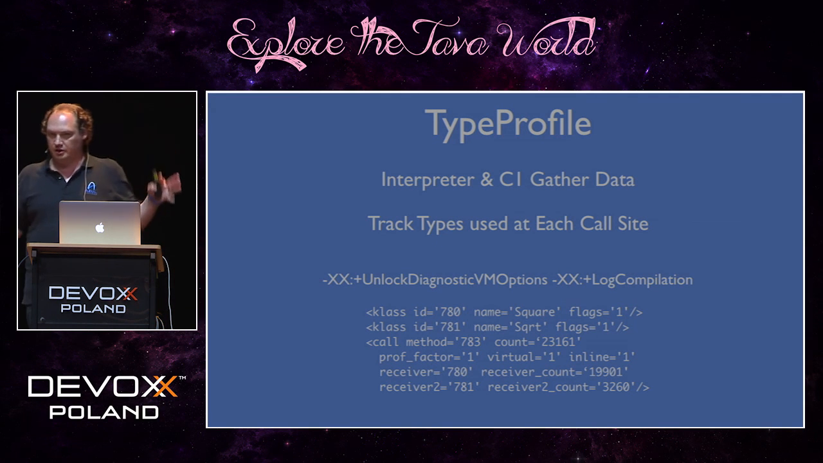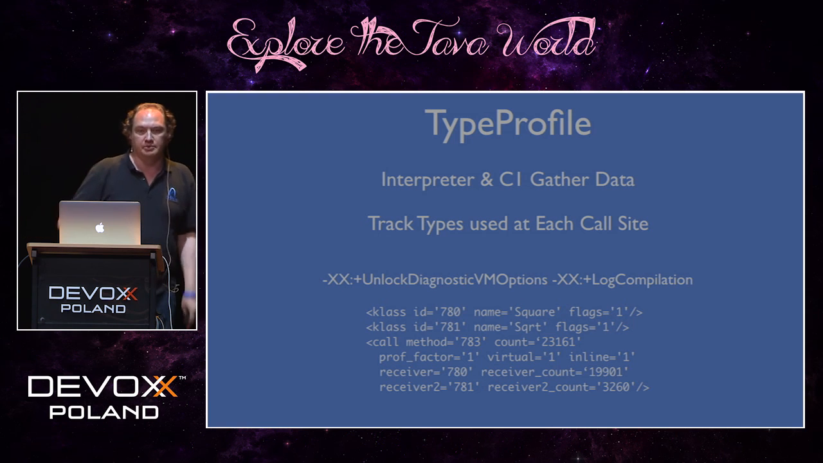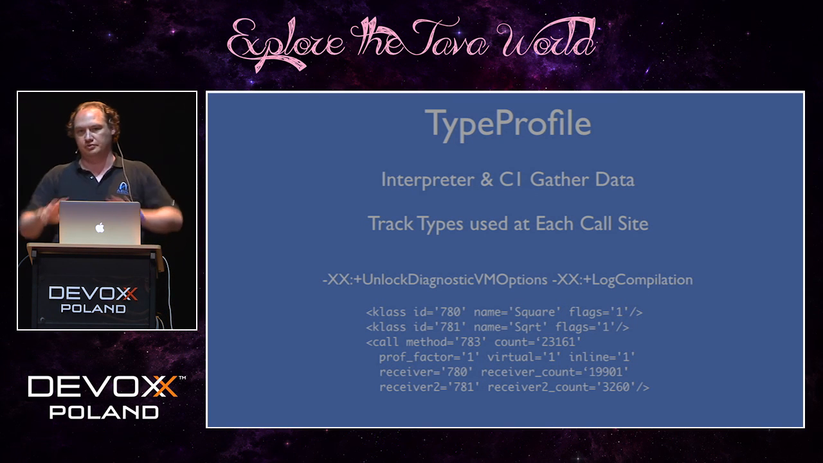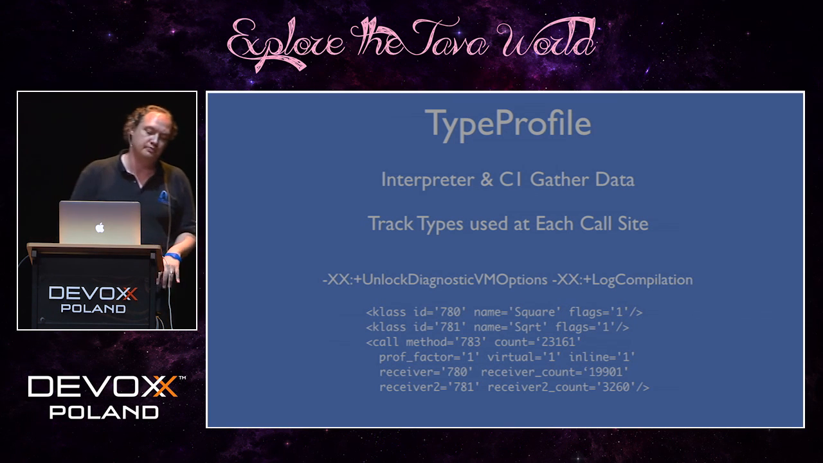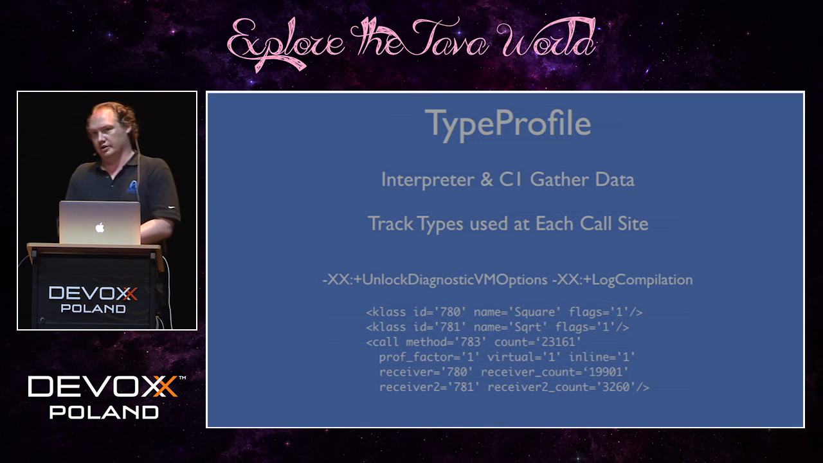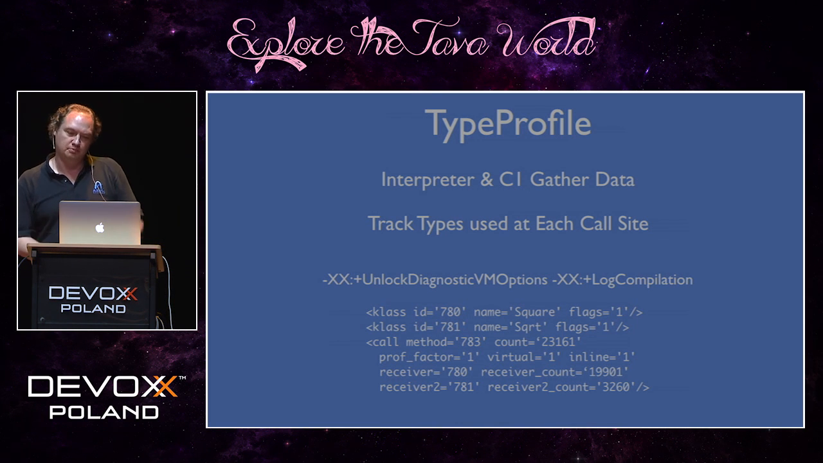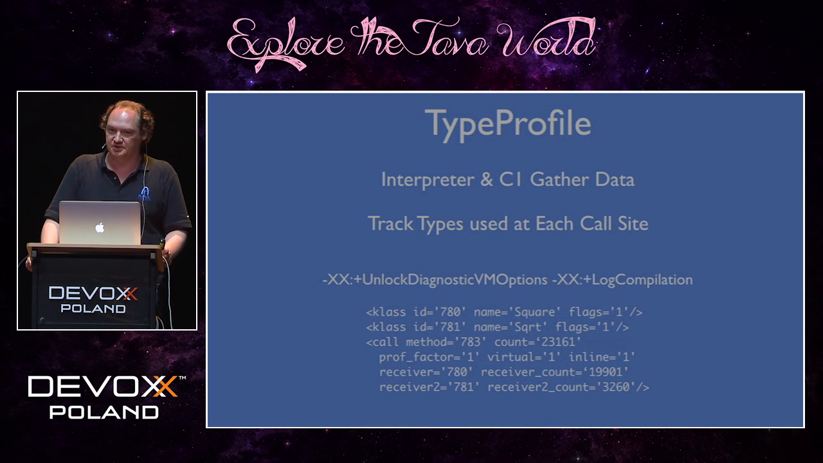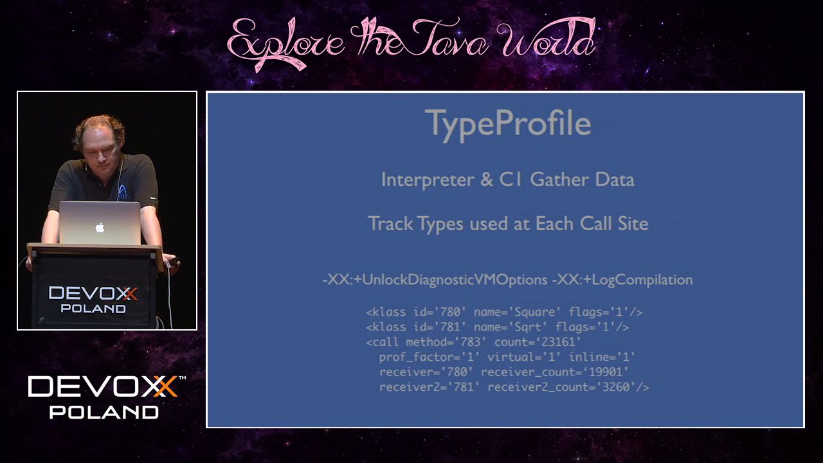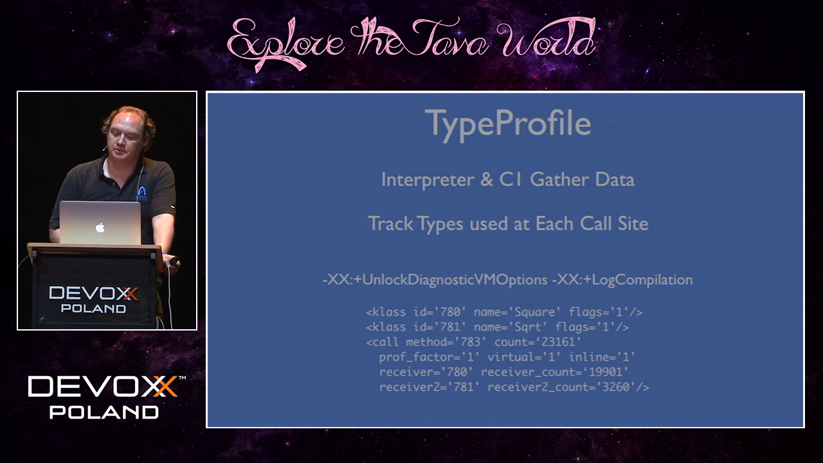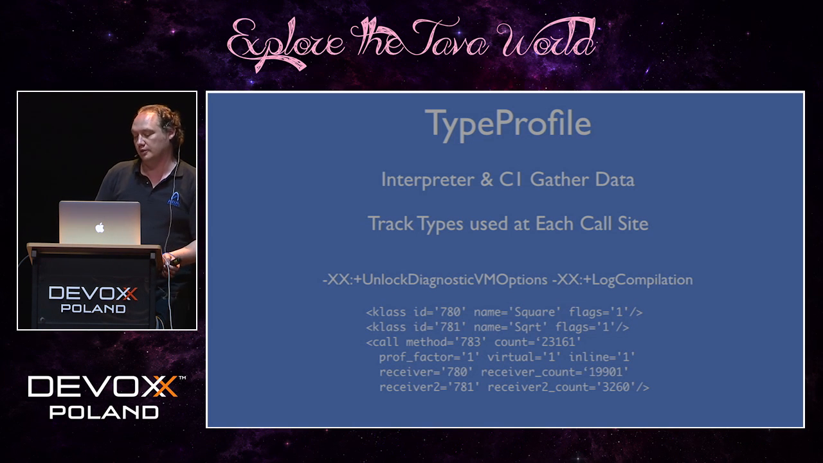That only works on a global level for the entire program. It has to be true everywhere. You can never load a second type. That works nicely some of the time, but fails miserably other times. To deal with that, C1, or the interpreter, gathers a profile as well.